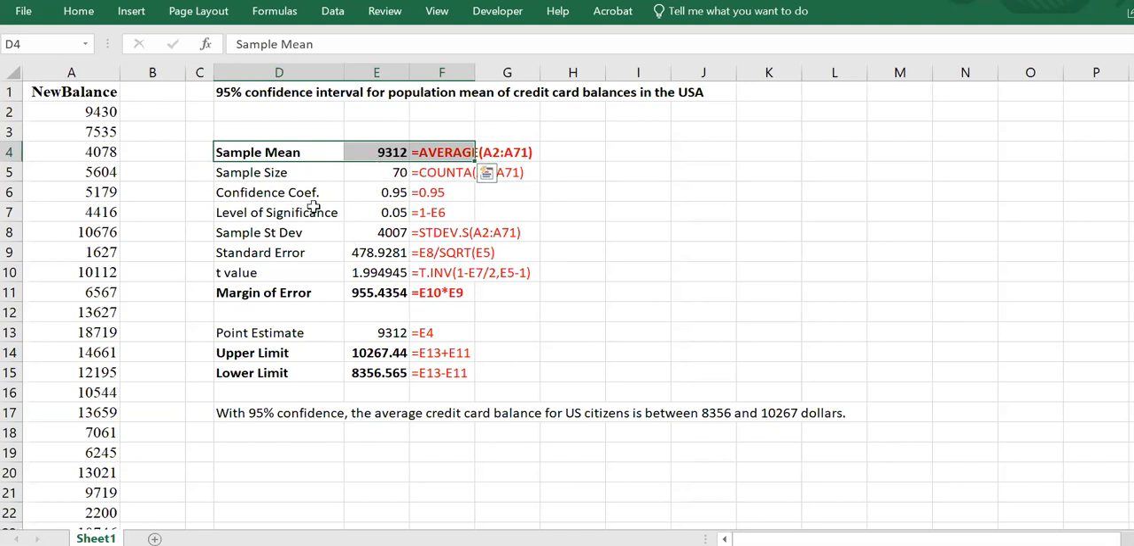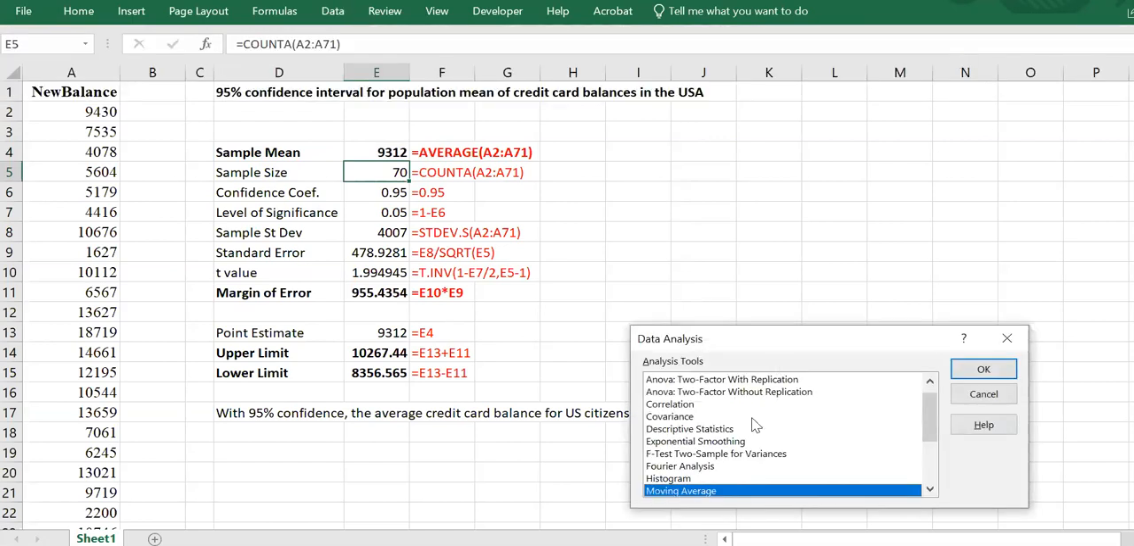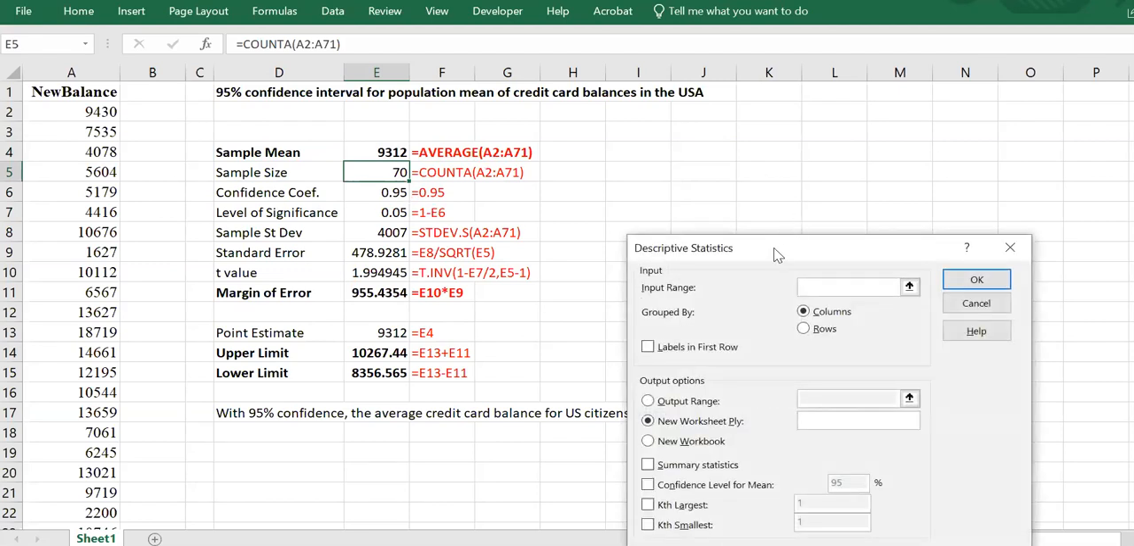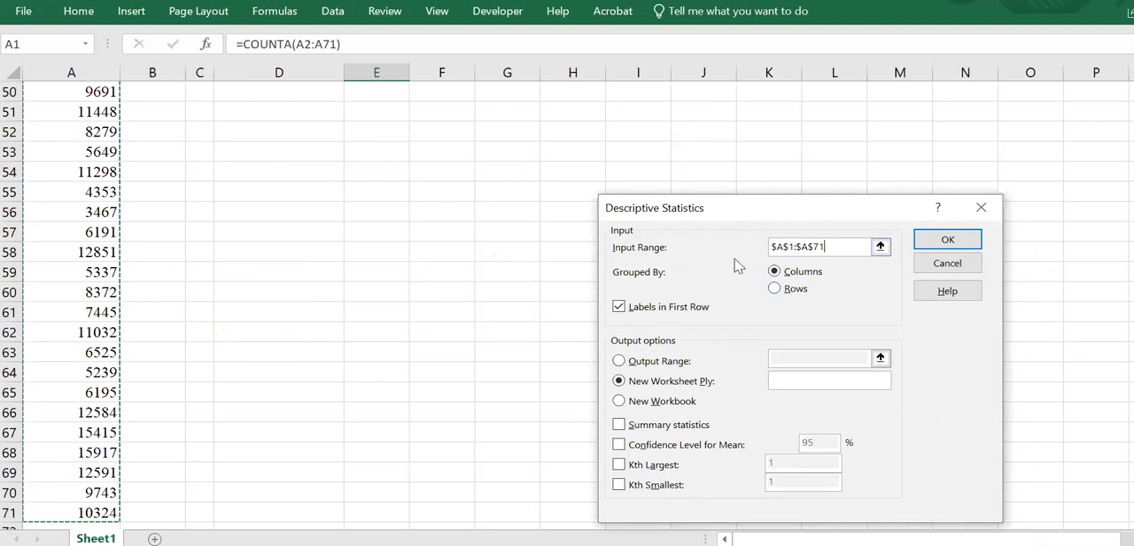So for this, if you use the descriptive statistic tool in Excel, so data tab, data analysis, descriptive statistic tool, here, input range. If you can, check labels in the first row and then take the NewBalance header all the way to the end. Here we have just one variable and it's in the column. Sometimes you may have multiple columns.